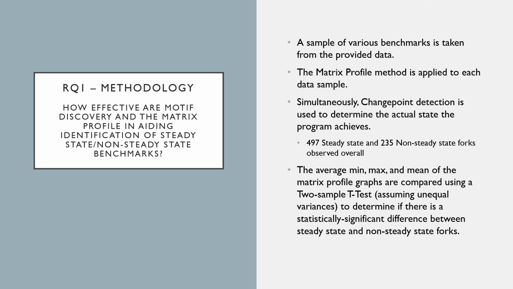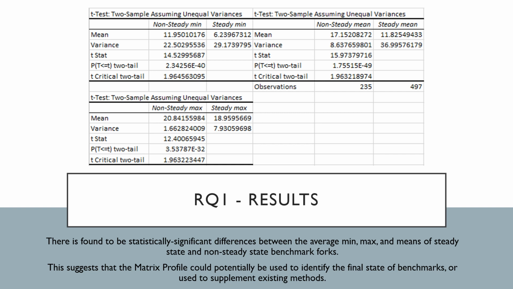For our first question, we applied both methods to a sample of the benchmark data. The goal was to determine if there is a statistically significant difference in values between the matrix profile graphs of steady and non-steady state executions. Change point analysis in this case is only used to differentiate between the two states. The results we found by comparing the average, min, max, and mean of the matrix profile graphs and applying a 2-sample t-test seem to show a notable difference between the two types of benchmarks. This suggests that the matrix profile method could be useful in state analysis.